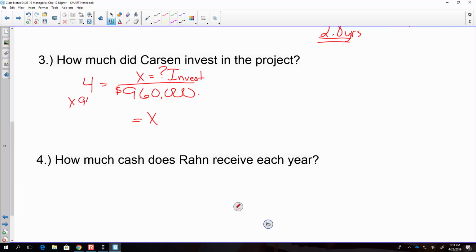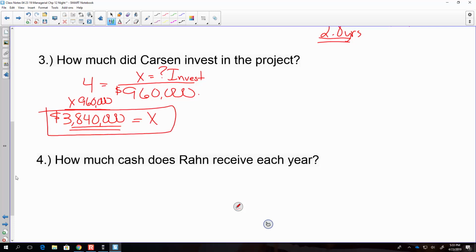And I've multiplied this side by 960. And Tiffany, what is that number? 3 million. 3,840,000. So that's our answer for C. Just using the payback formula model and finding the unknown, in this case, the investment amount, 3.84 million. It's always good as accountants to know how to solve for the unknown, right?